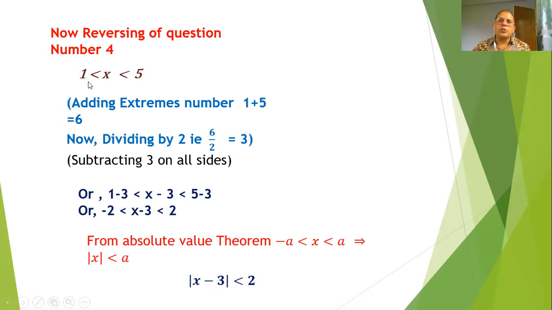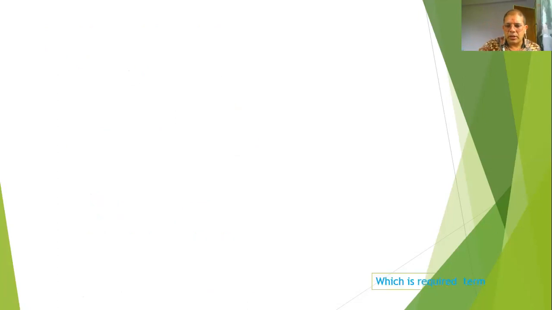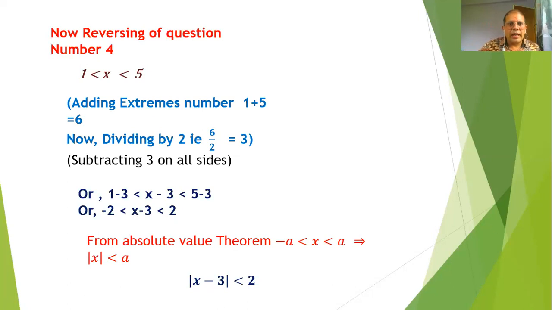Don't forget, I want to revise again. Take the sum of the first and last numbers. So 1 and 5, you should take the sum of 1 and 5, the first and last number. It is your 6. And divide by 2 for all your questions, okay? And subtract that number from all sides. Then you will get exactly the same number on the left hand side and right hand side. Then use the absolute value sign and you will get this answer.